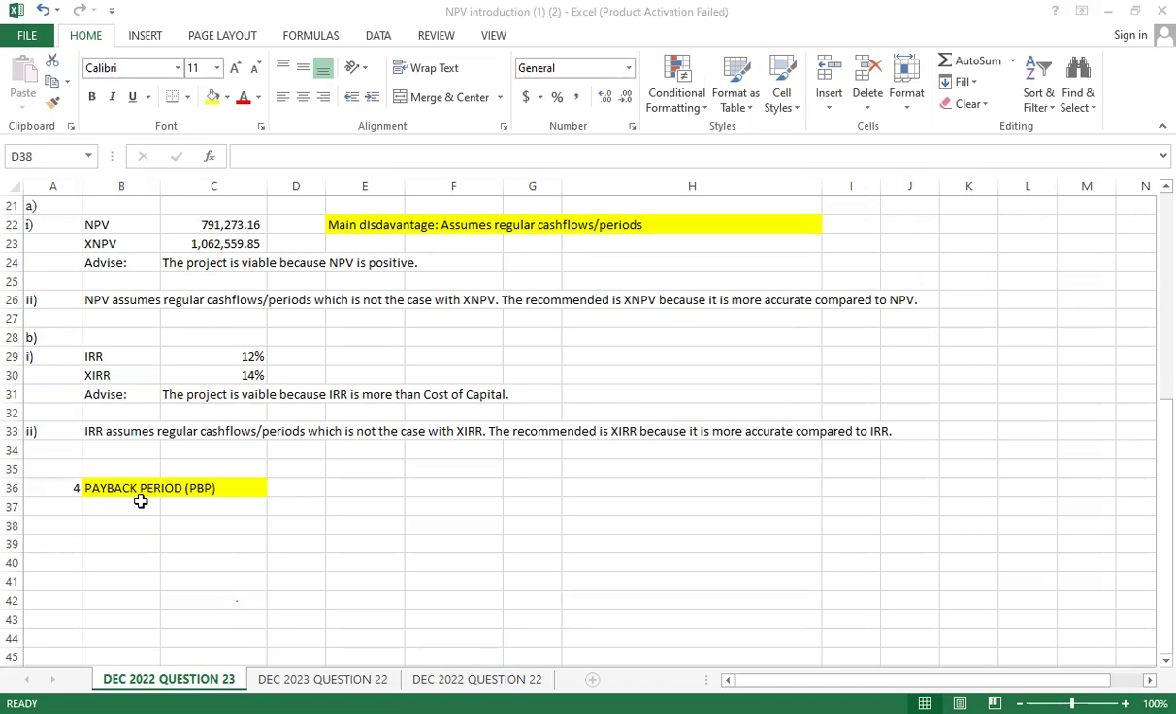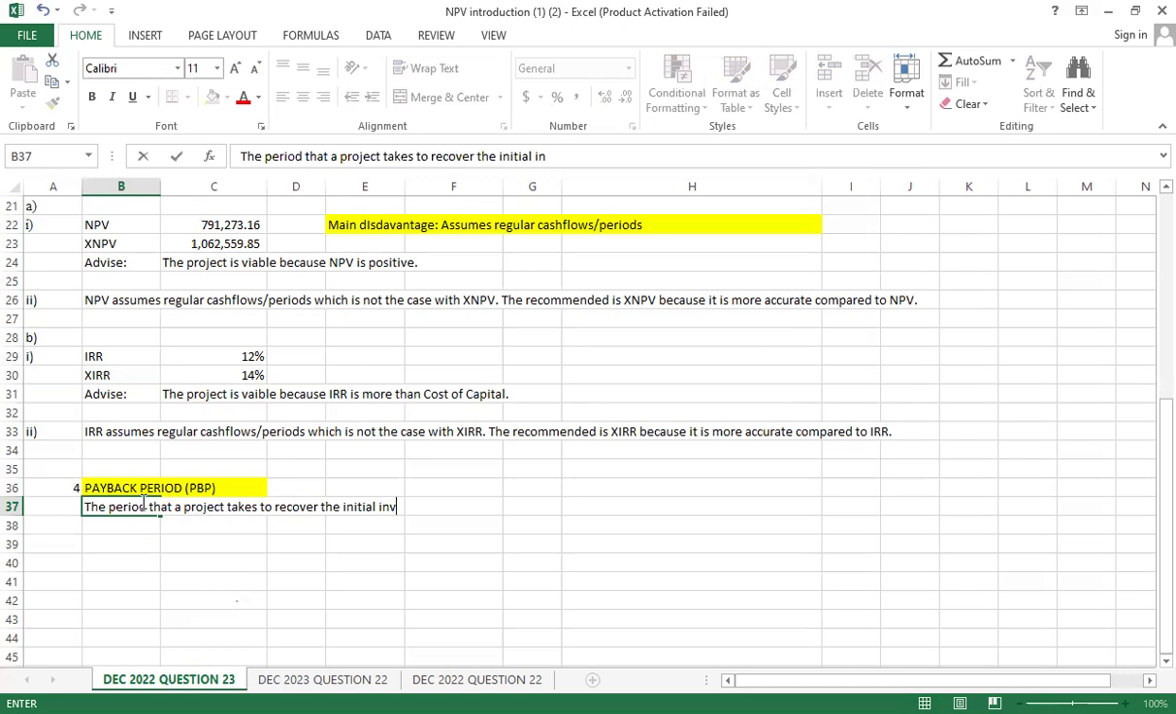We are looking at this in terms of the period that a project takes. The period that a project takes to recover the initial investment. Yeah, the initial investment. That period is what we call the payback period.